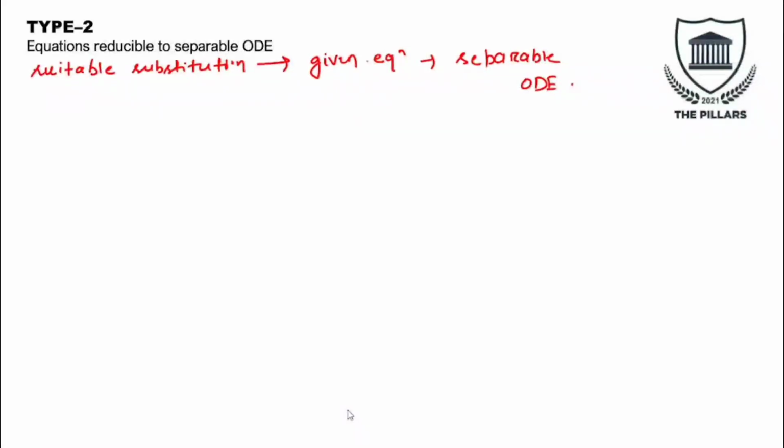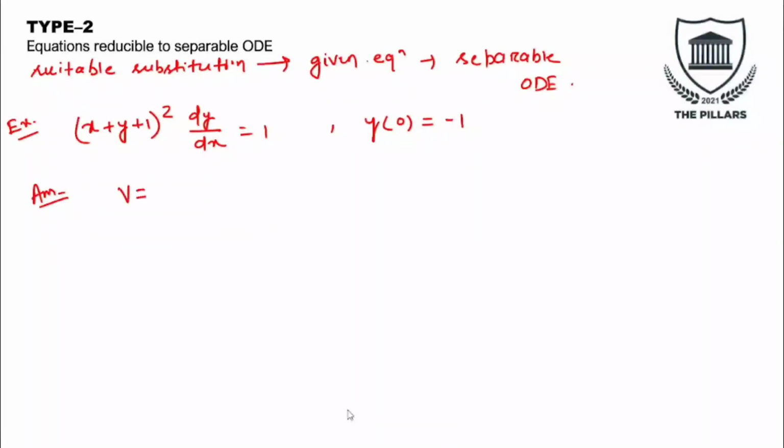Now let me take an example here. Let's say we are given the differential equation as (x + y + 1)^2 dy/dx is equal to 1, and we have been given the initial condition that y at x = 0 is -1. So here we have to make the substitution. Let's take x + y + 1 equal to v.